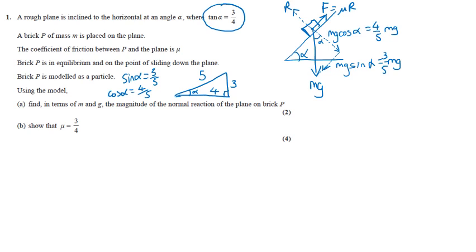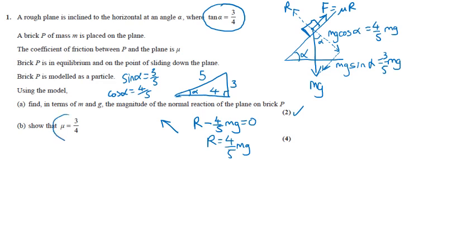R is the reaction force, so let's do this. Find in terms of m and g the magnitude of the normal reaction of the plane on brick P. If we resolve in that direction, we've got R acting out of the plane minus 4/5 mg acting into the plane, and it's not moving, so that has to be equal to 0. So R is equal to 4/5 mg. So that's part A done, so 2 marks.